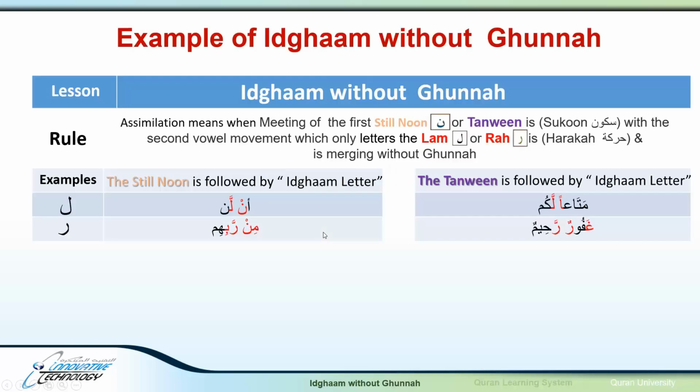Let's give more examples to illustrate the idgham without Ghunnah. We're going to have examples for each of the two letters, the lam and the ra, for still noon, Noon Sakinah, and for Tanween. Tanween here, Noon Sakinah here. First example, an, lan.